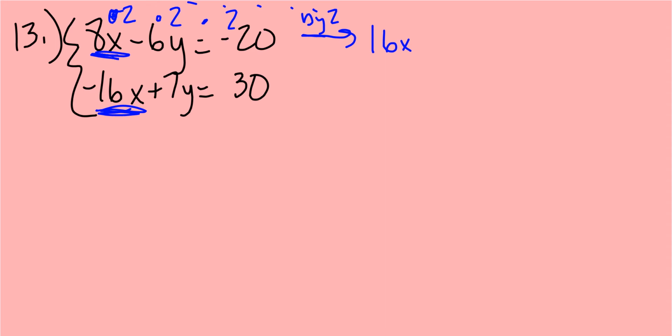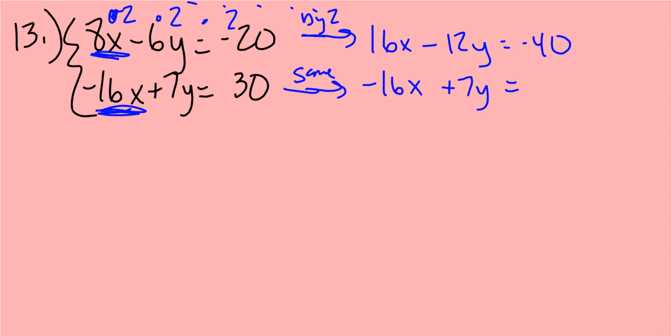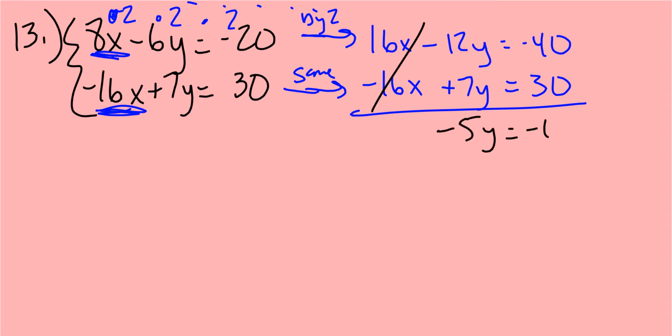So it has to be 16x. Negative 6y times 2 is negative 12y. Negative 20 times 2 is negative 40. The bottom's going to stay the same. So it's going to be negative 16x plus 7y equals 30. Now I'm going to add vertically. The x's cancel. I get negative 5y equals negative 10.